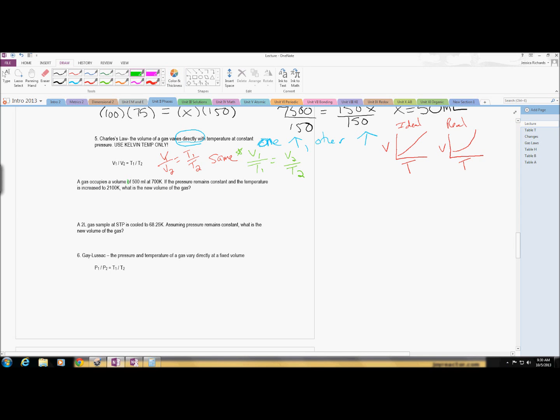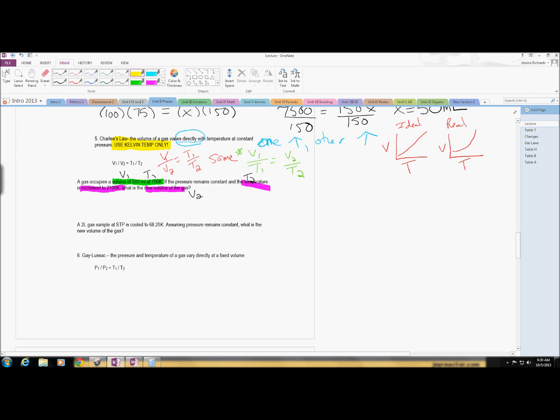A gas occupies a volume of 500 milliliters at 700 K. If the pressure remains constant and the temperature is increased to 2100 K, what is the new volume of the gas? Okay, so this is a volume. That's where we're starting. That's our starting temperature. They want to know what the ending volume is if we increase the temperature to 2100 K. Notice something super, super important here. This used to be stated on your reference table itself.